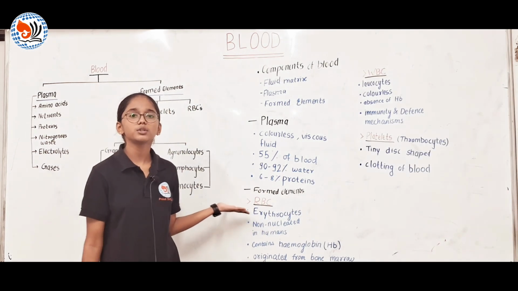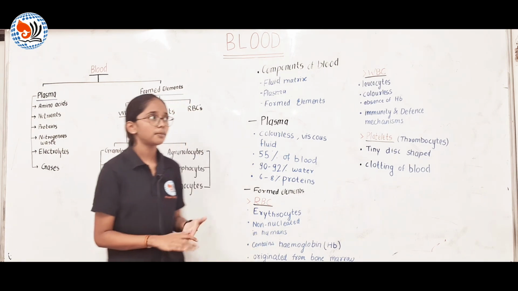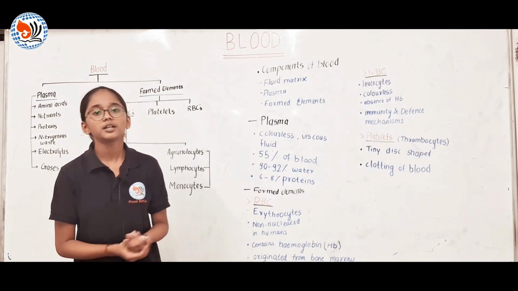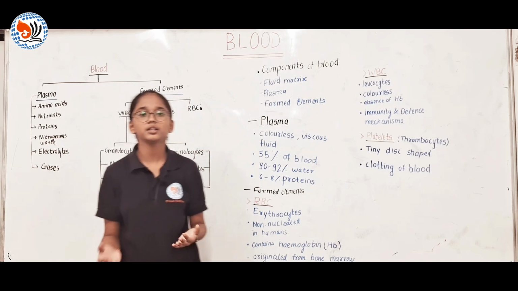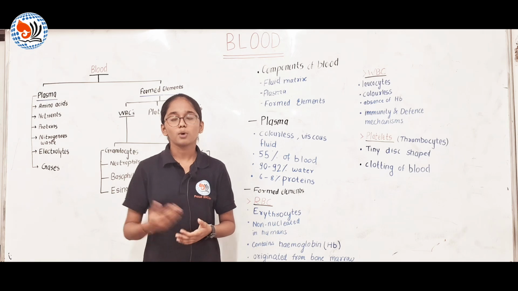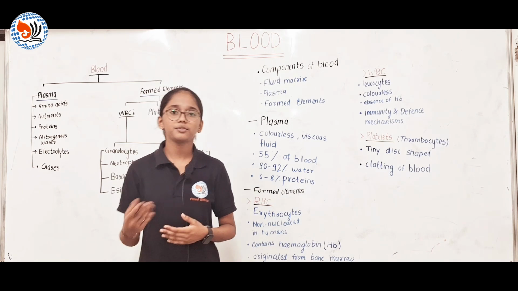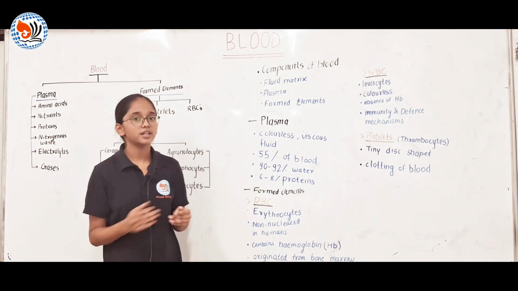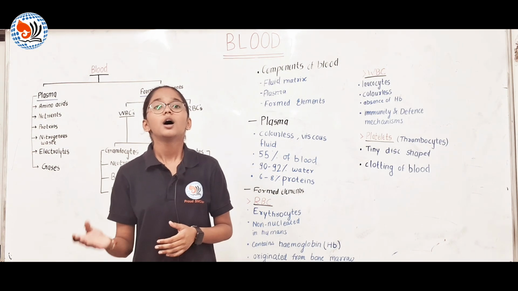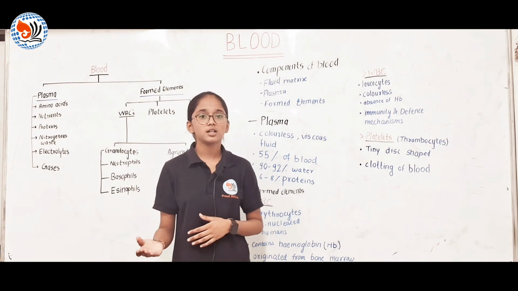RBCs are also known as erythrocytes, which are biconcave in shape and without a nucleus in humans. They consist of hemoglobin, a protein. They are produced by bone marrow. They carry oxygen to the body and carbon dioxide away from it. RBCs are red due to hemoglobin, which is a transport molecule and also a pigment. As a result, blood is red.